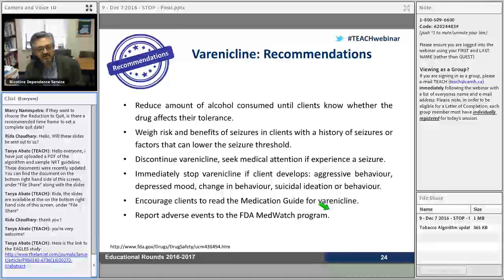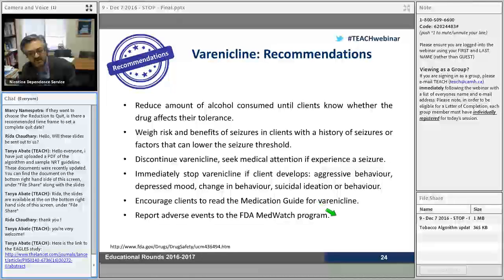Again, weigh the risks and benefits of seizures in a client with a history of seizures or factors that can lower the seizure threshold. And again, I've never seen this in any of my patients, but it is one of the recommendations. As we said, obviously discontinue Varenicline if you have experienced a seizure or any of the side effects. And again, stop it immediately if they get aggressive, depressed mood, for example.